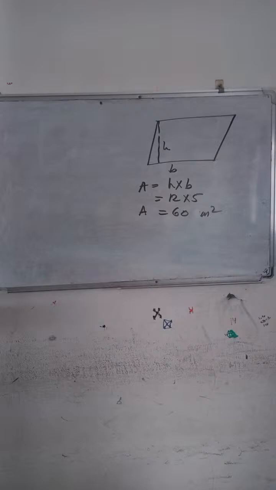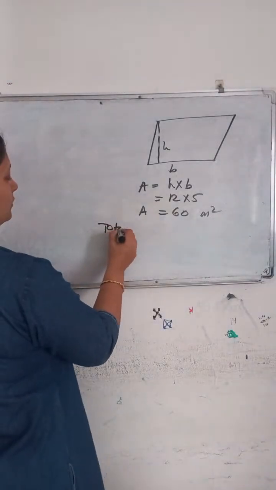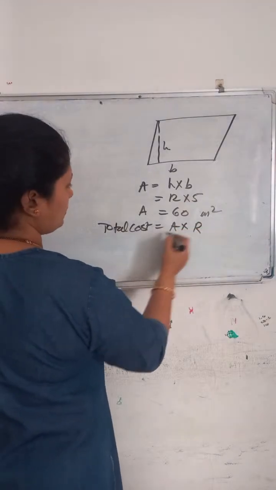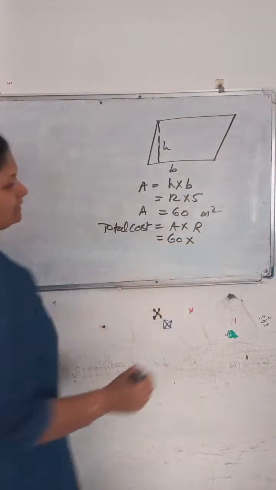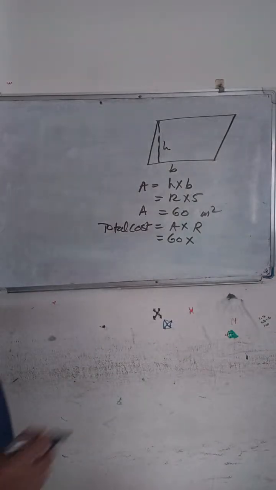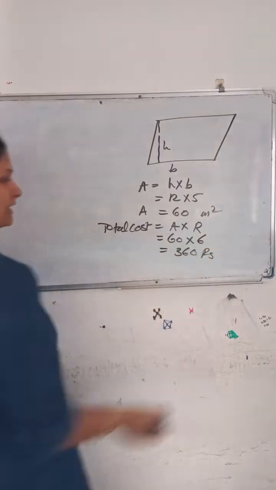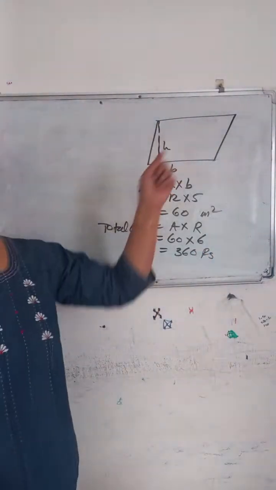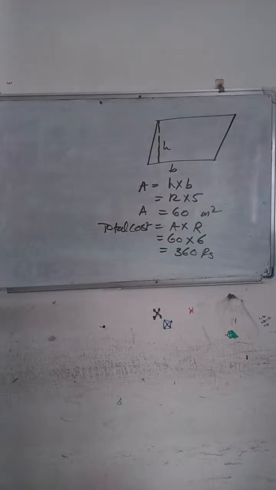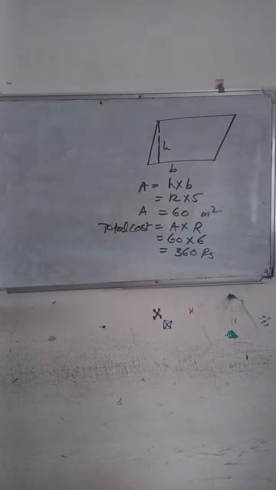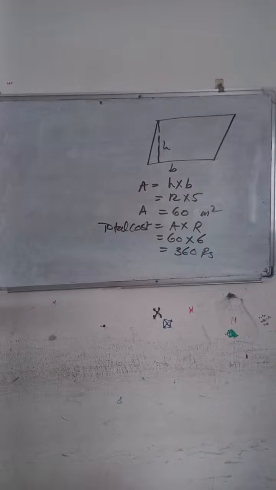So total cost, how can we calculate? Total cost required is nothing but area into amount. Area we have 60 and amount per meter square is 6 rupees. So 360 rupees we require to plow this field. Getting this? Okay, copy this. You all are getting what I am teaching?